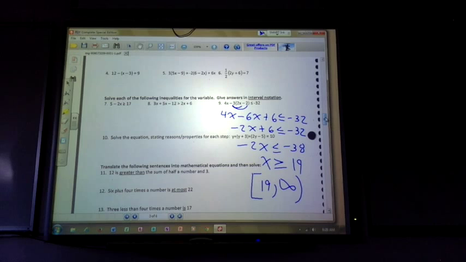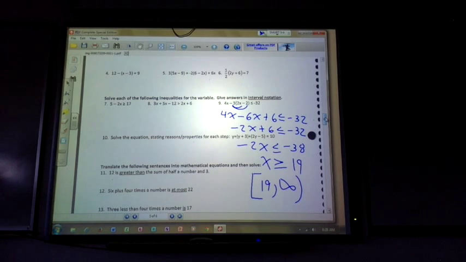Okay. Seems okay so far, I think. Does anybody have any questions about any of them that we've done? We've done the first 9. Feel okay about them? Any need me to go back over?